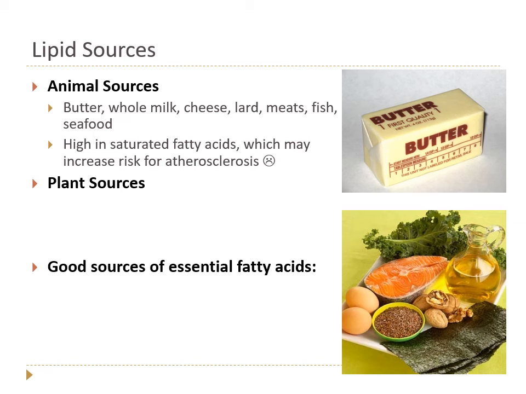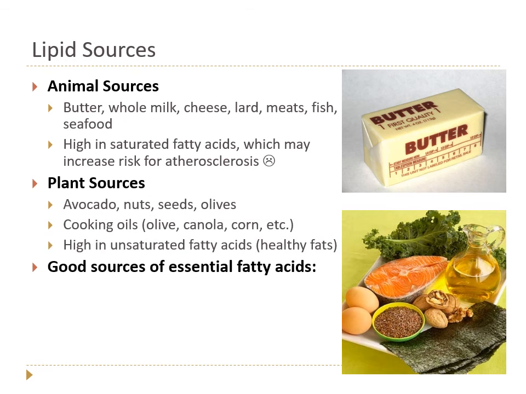In general, if something is solid at room temperature, if it's a lipid, it's usually a saturated fatty acid. So butter is saturated fat. Whereas if it's liquid at room temperature, it's usually an unsaturated fatty acid. So that's what we find in a lot of the plant sources of lipids. So a lot of our cooking oils, right? Olive oil, canola oil, corn oil, avocado, nuts, seeds, olives, all of these things tend to be high in unsaturated fats, which are considered healthier.